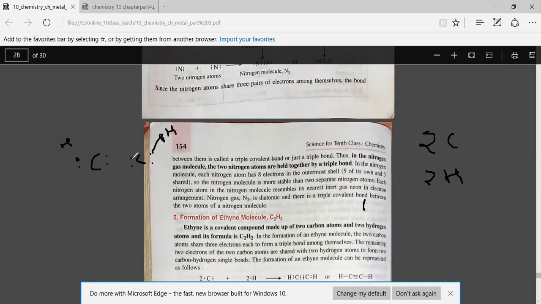So we are left with 3 electrons, one, two, three, and one, two, three. What will they do? They will share 3 pairs of electrons. The one carbon will share 3 electrons with the other carbon. So actually, 3 pairs of electrons are shared between the 2 carbons, and one electron sharing is happening between the carbon and hydrogen.